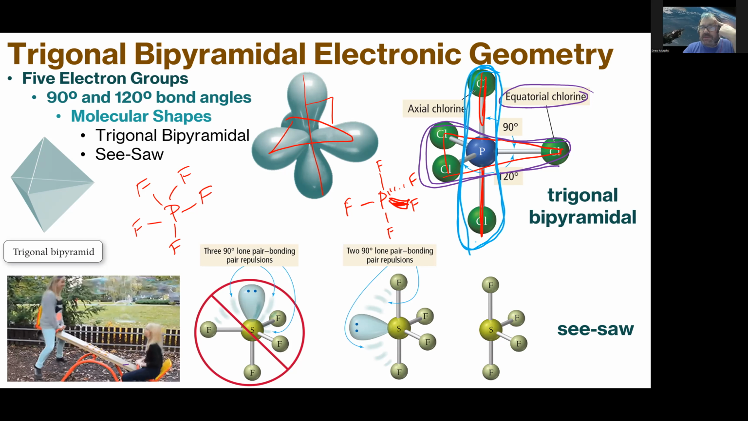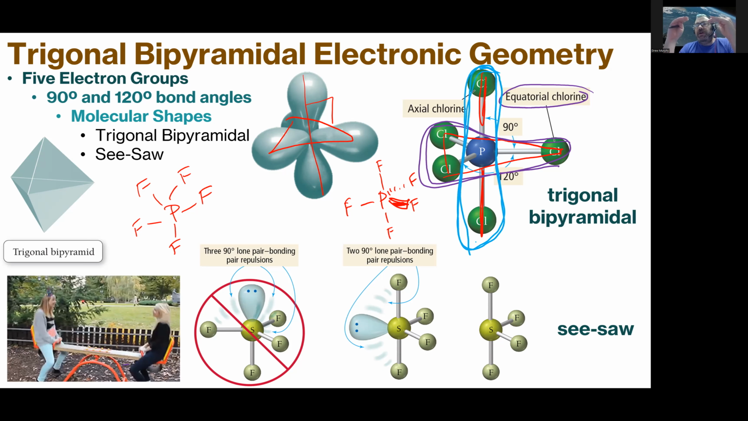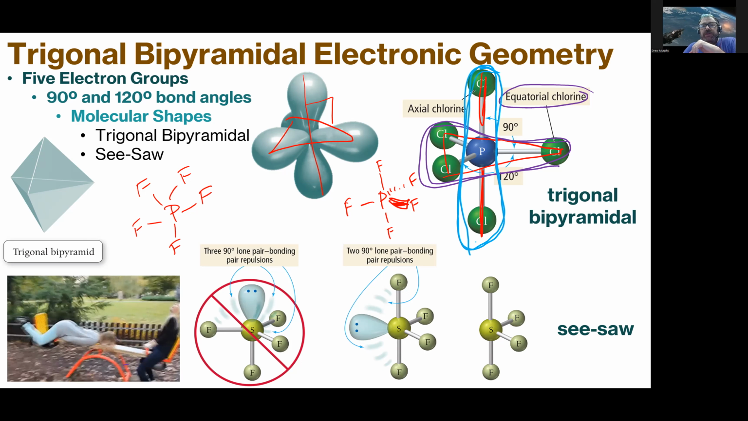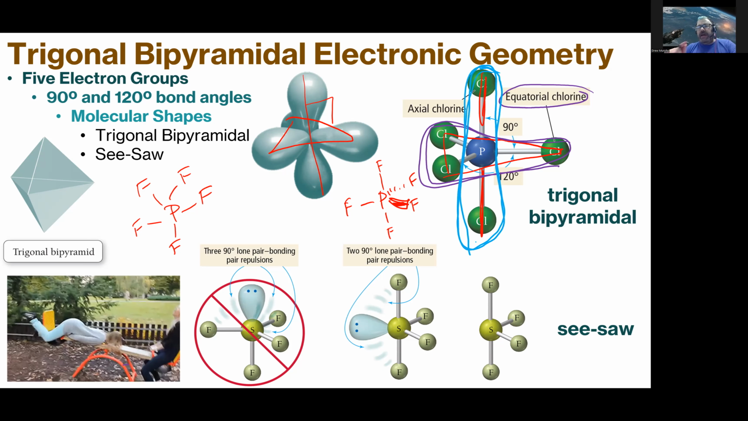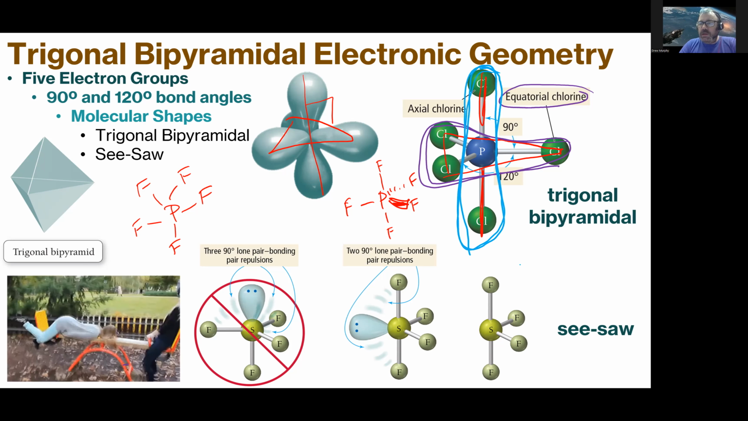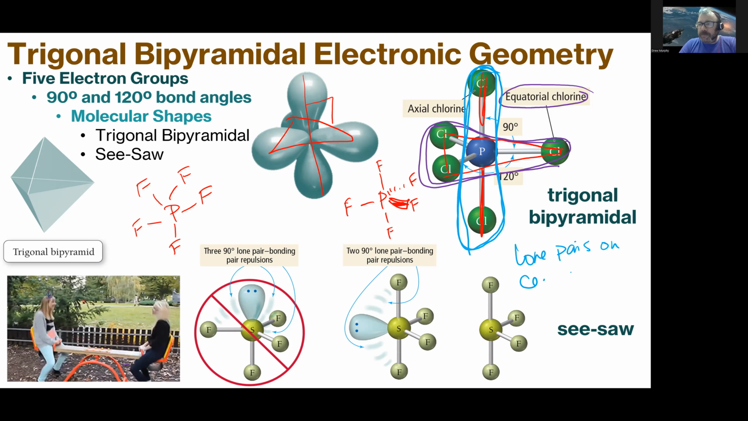When we start thinking about replacing these atoms with lone pairs to make the other geometry shape options, in the trigonal bipyramidal case, the lone pairs are always equatorial. Let's write that down. Lone pairs on the central atom go equatorial.